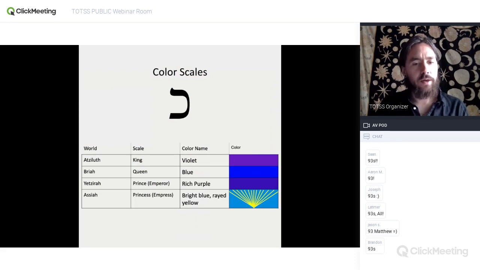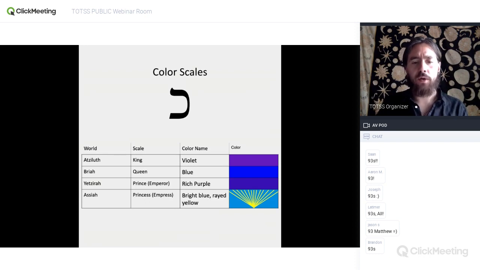All right, for our color scales, for our king scale, we've got violet. Violets and purples are often associated with either religious functionaries, high priests, kings. For a long time, the purple dyes are the most expensive and the most rare and the most difficult to make, and so they're associated with royalty for that reason.